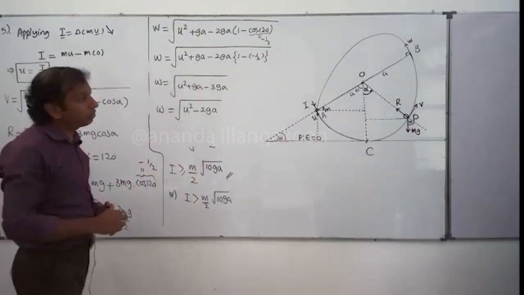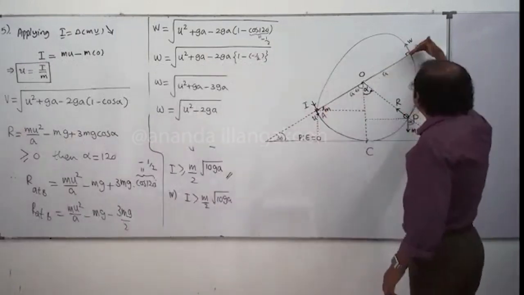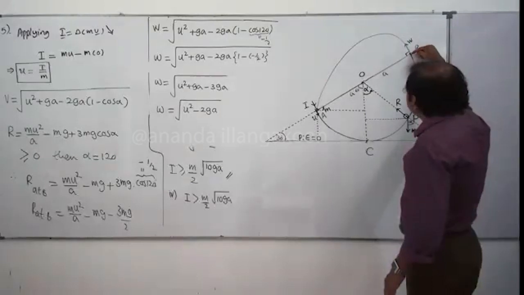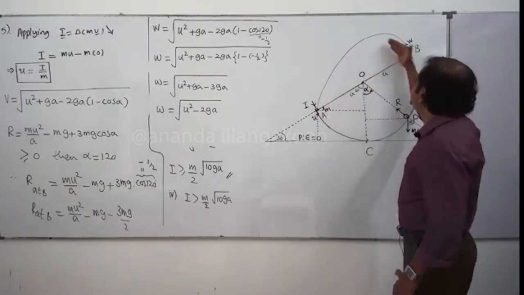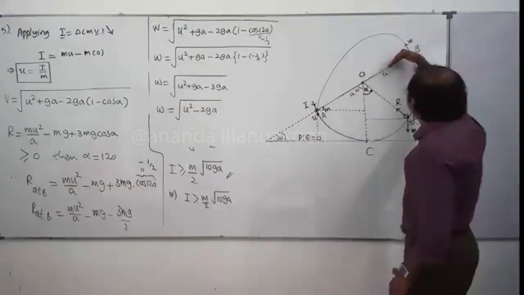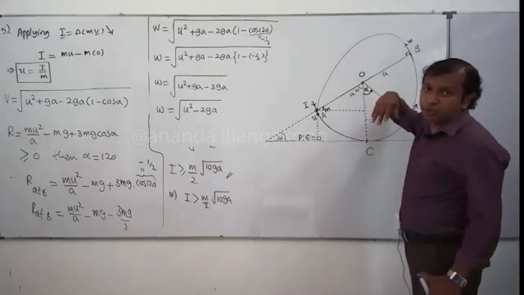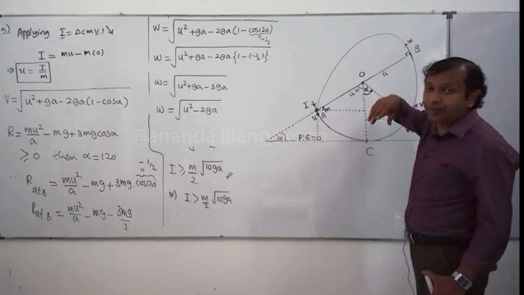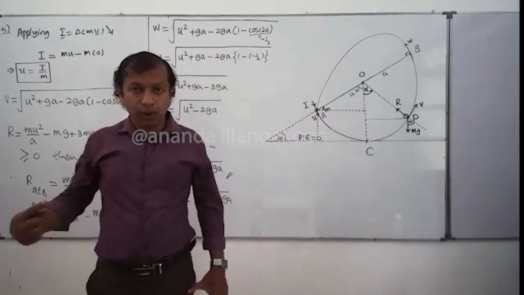Now, once the particle moves from here to here, its displacement along this BA is 2A, and perpendicular to this BA, the particle has no displacement. Then, when you apply the equations of motion, remember, usually we are familiar with applying the equation of motion horizontally and vertically.